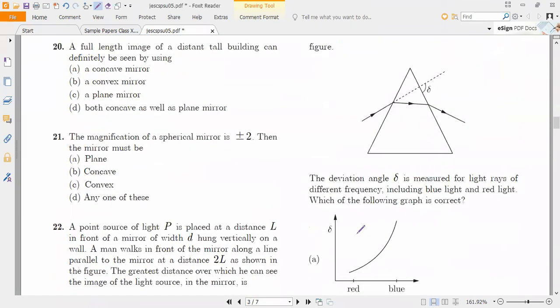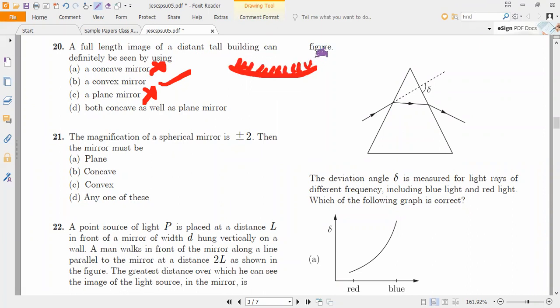Very good. So next question: a full length image of an object, a distant tall building, can definitely be seen by which mirror? Plane mirror we cannot. Convex mirror, sir. Because we get a full, diminished image of everything in a convex mirror.